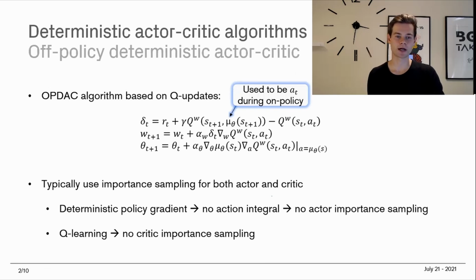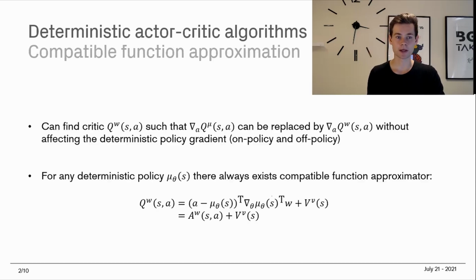So far, we've seen how to arrive at this algorithm that we just talked about before, and we concluded that for Q-learning and deterministic policy gradient, we won't need to make use of importance sampling. What we're going to talk about now is compatible function approximation.